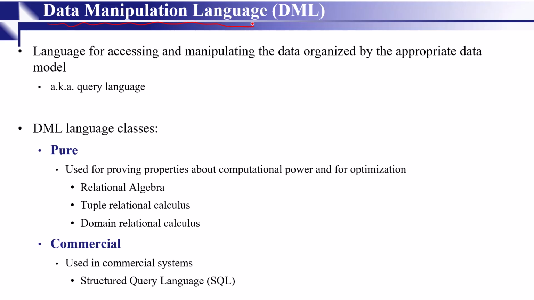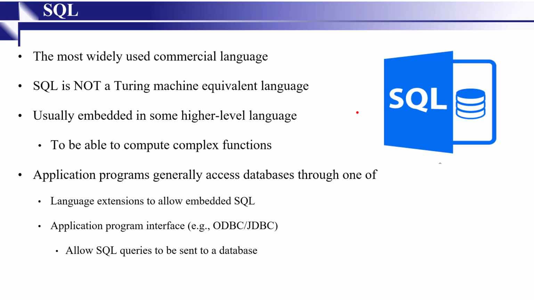The next one is DML, or data manipulation language. These let us access and manipulate data. There are two types, pure and commercial. In the pure languages, like relational algebra, tuple relational calculus, and domain relational calculus, we use this kind of language for theory and optimization. But SQL as a commercial language is practical and widely used in real systems. SQL, or structured query language, is the most widely used commercial language for database management systems. It is not a Turing machine equivalent language. It's often embedded in languages like Java or Python for complex tasks, like for big data. And applications may use interfaces like ODBC or JDBC to send SQL queries to the database.